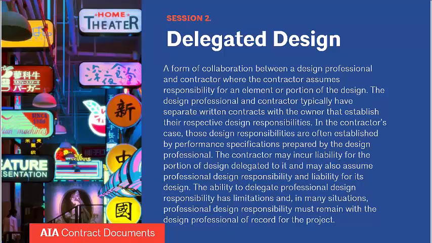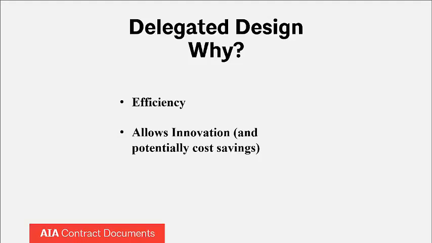In delegated design, the contractor's design responsibilities are usually set by a performance specification prepared by a design professional. The contractor may incur liability for the portion of the delegated design and may assume professional design responsibility for its design. The contractor may even be required to sign and seal drawings that it prepares, and of course that's usually going to be done by a second licensed design professional that the contractor hires.